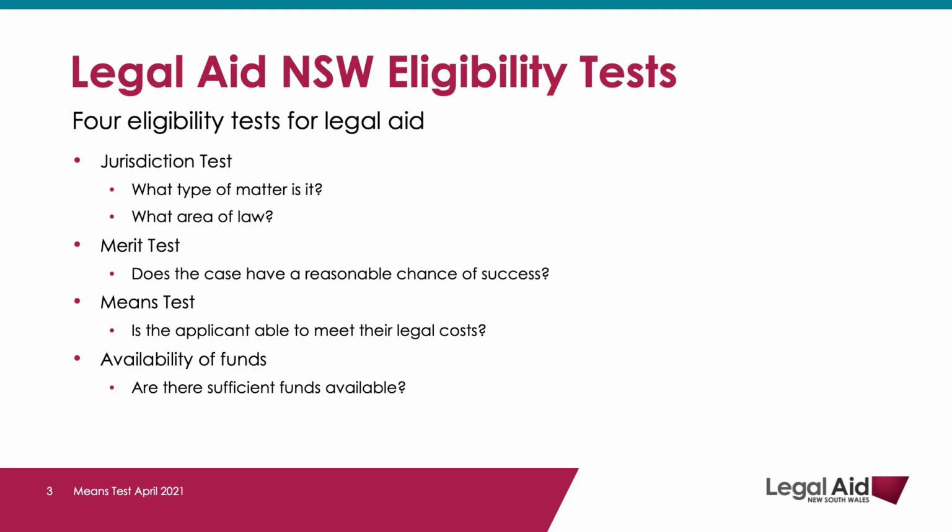There are 4 eligibility tests for legal aid. They are the jurisdiction test, whether legal aid is available for that kind of matter, the merit test, the means test, and the availability of funds test. Not all tests are applied to all matters. For example, the merit test is not applied to criminal matters in the first instance where a term of imprisonment is a possible outcome. The details of eligibility criteria and which tests apply are found on Policy Online.